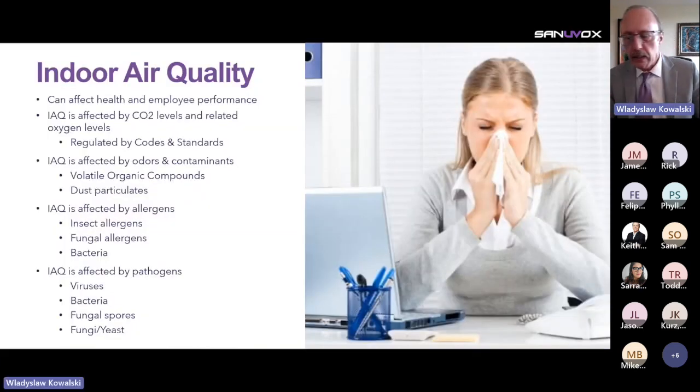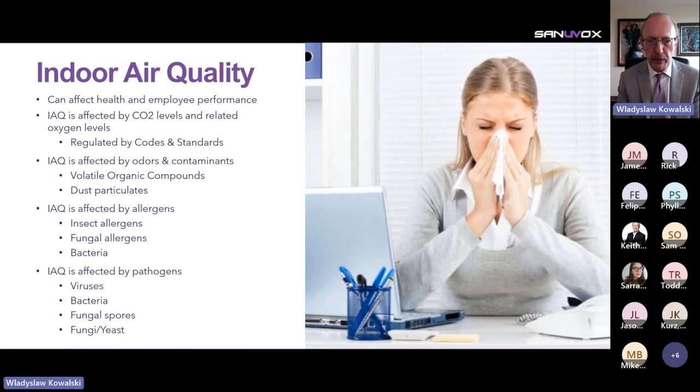Indoor air quality can affect both health and employee performance. IAQ can be affected by elevated CO2 levels, and it is regulated by codes and standards. IAQ can be affected by odors and contaminants, such as volatile organic compounds and dust particulates.